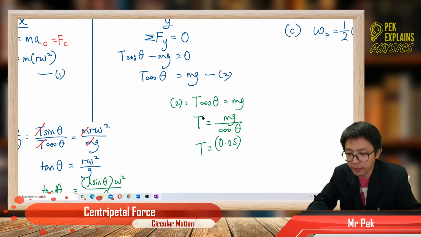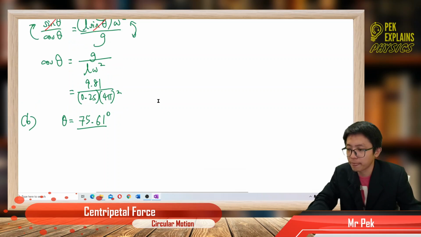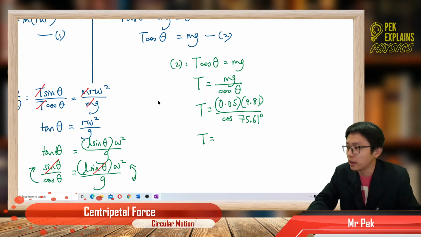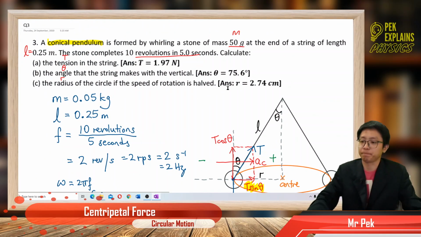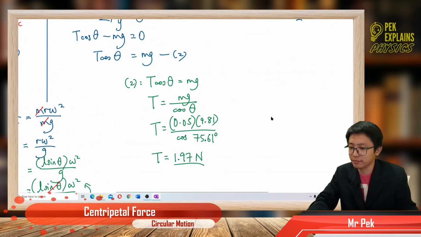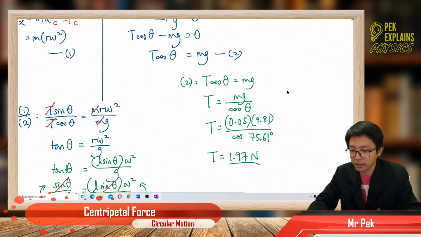0.05 kilogram multiplied by G, which is 9.81, the gravity. Our answer for theta is 75.61 degree, put inside. And our tension will be 1.97 Newton. Yeah, that's it. That's the answer, 1.97. That's our answer for part A.